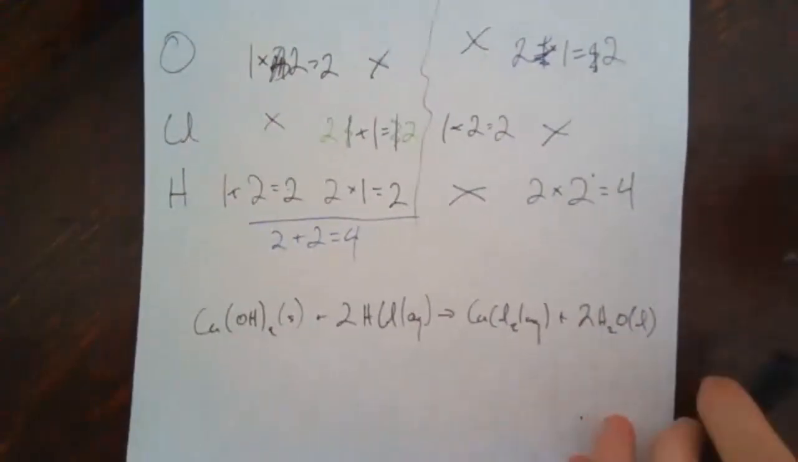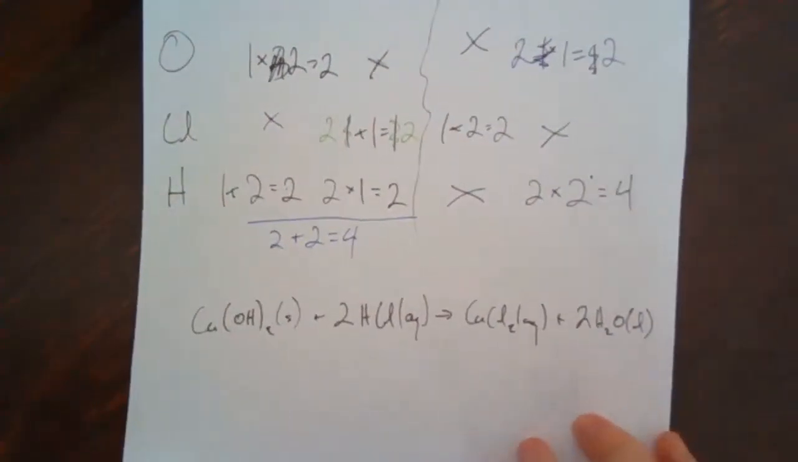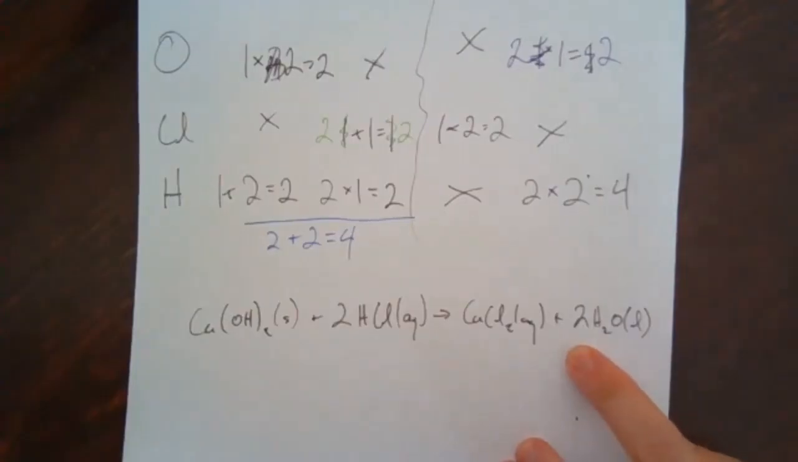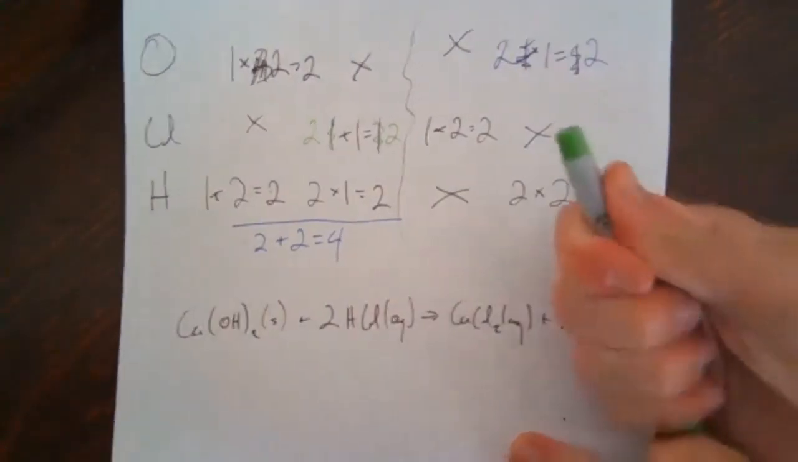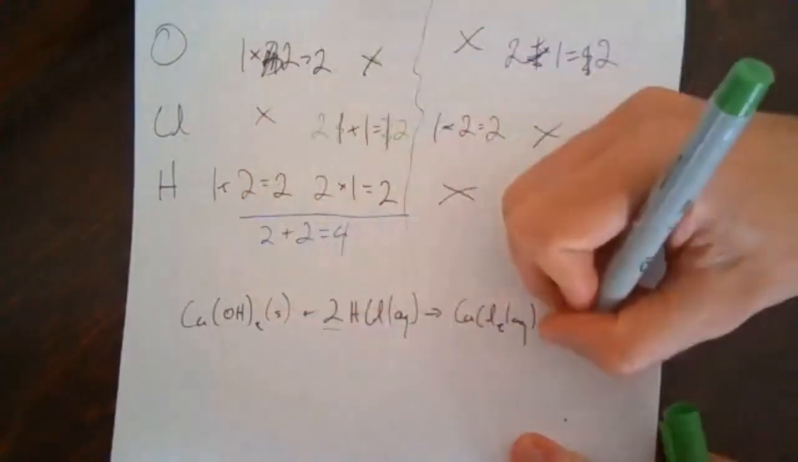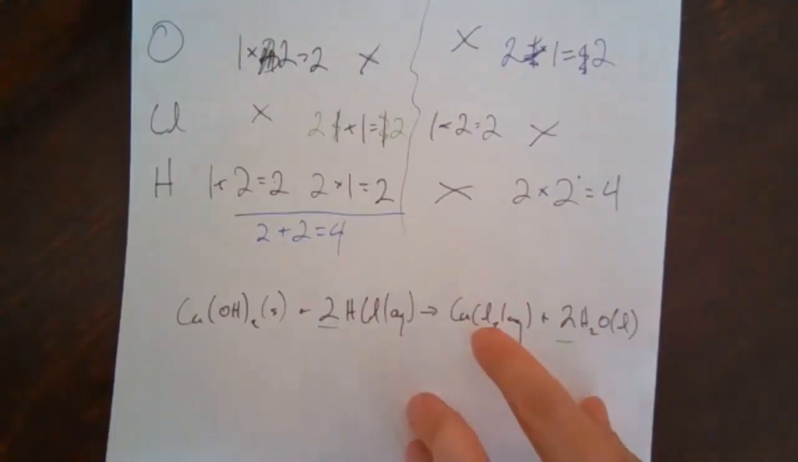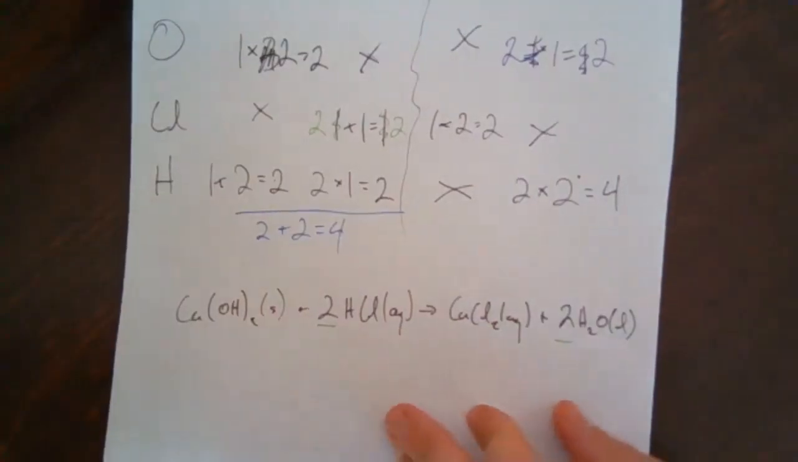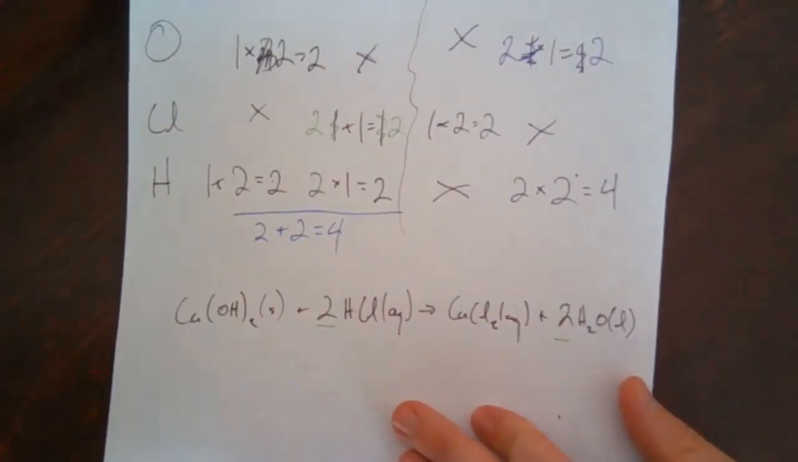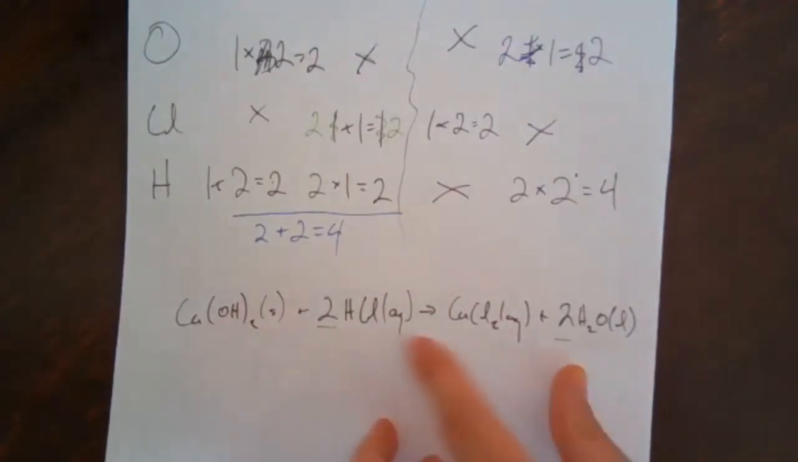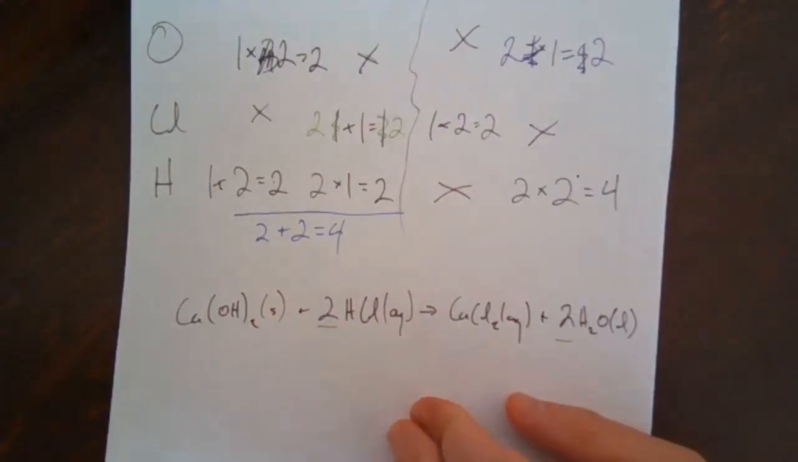And so we can see, importantly, none of my formulas change. None of my phases change. The only thing that changes are 1, 2 coefficients. We change those coefficients to balance everything out. Calcium chloride and calcium hydroxide don't have coefficients. That's fine. They don't need them. Everything that does need a coefficient has gotten it. And so that is a balanced equation.